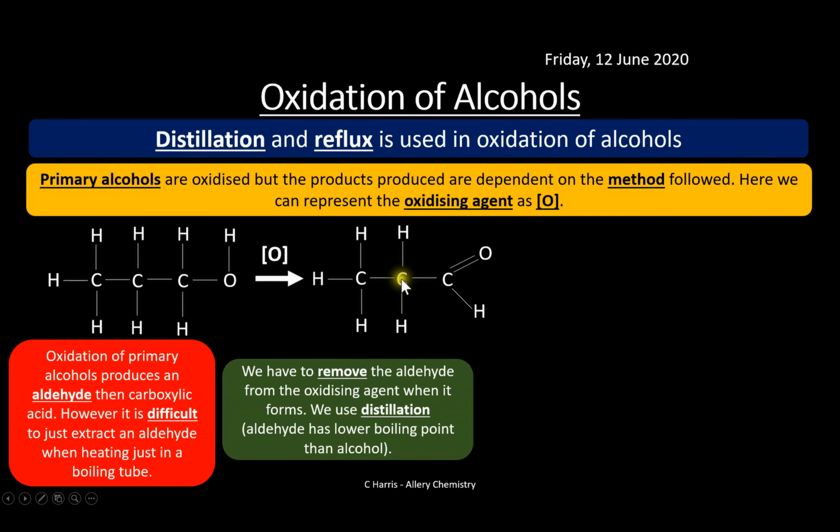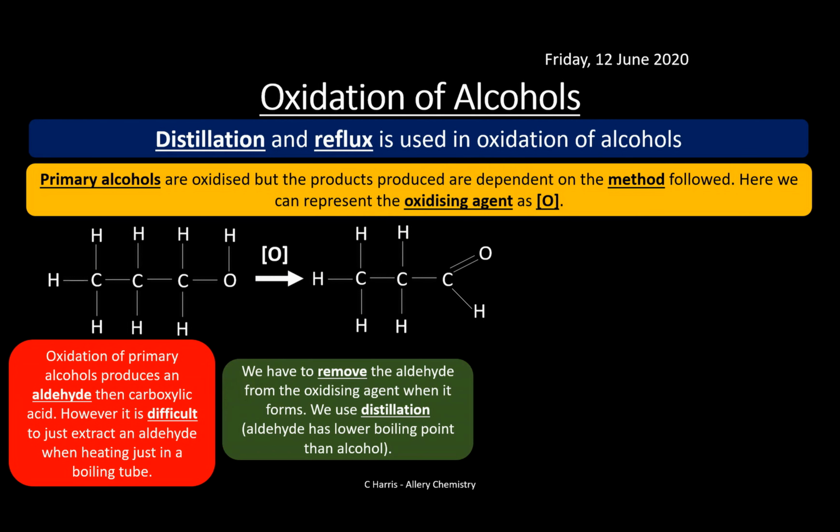As soon as it's formed, separate it, get it into a separate container, because if this then drops back down into the reaction vessel and is allowed to react with an oxidizing agent, then you'll just form your carboxylic acid. So at this point, we use distillation kit. Distillation is used to separate your aldehyde as soon as it's made, because your aldehyde has a lower boiling point than the alcohol. So this can be evaporated off at a lower temperature, and then condensed into a separate container.